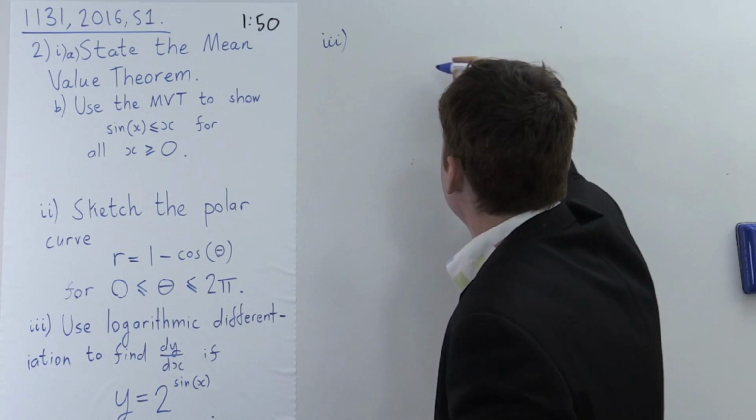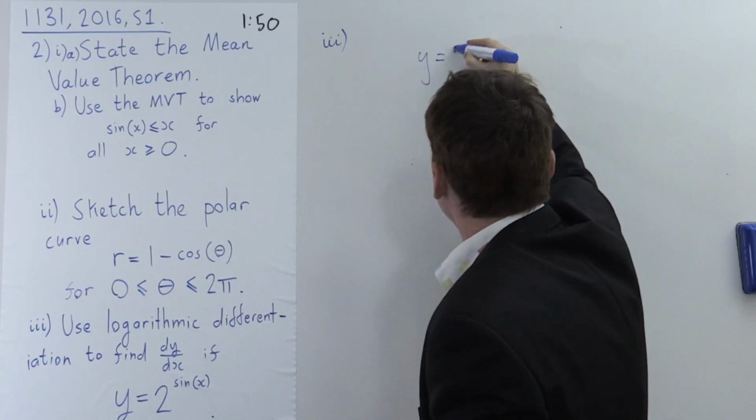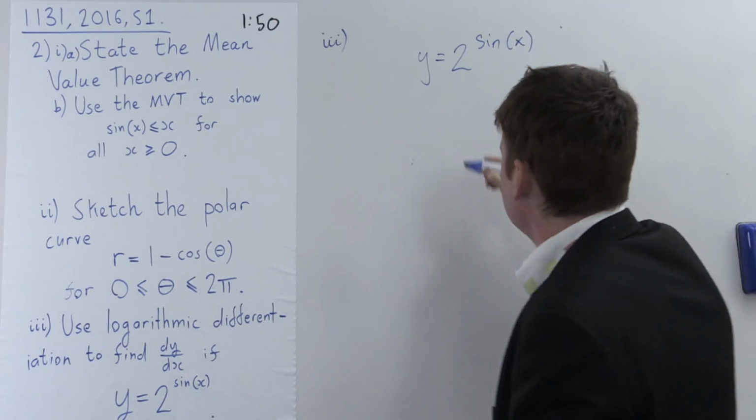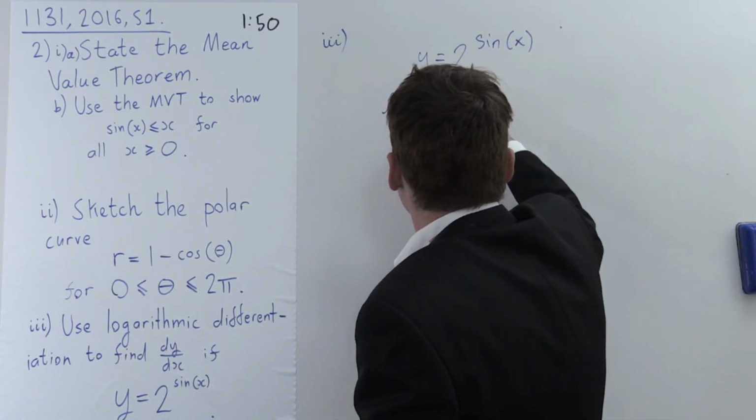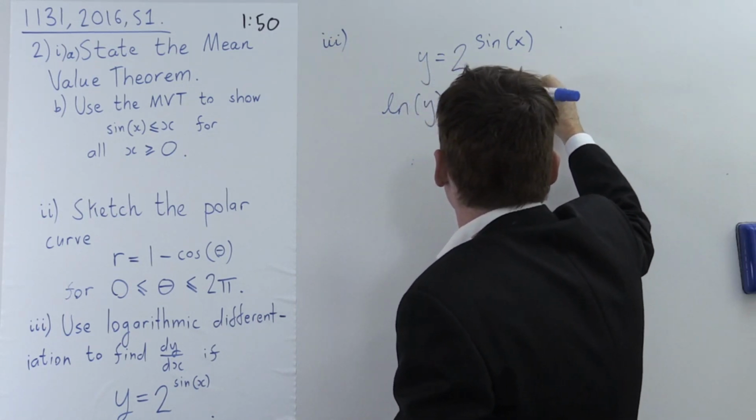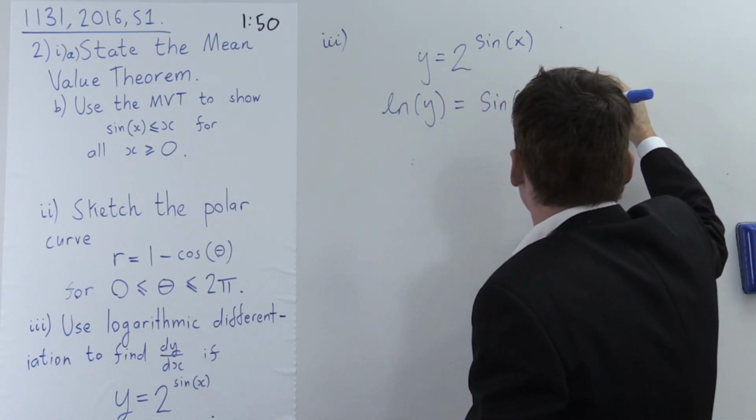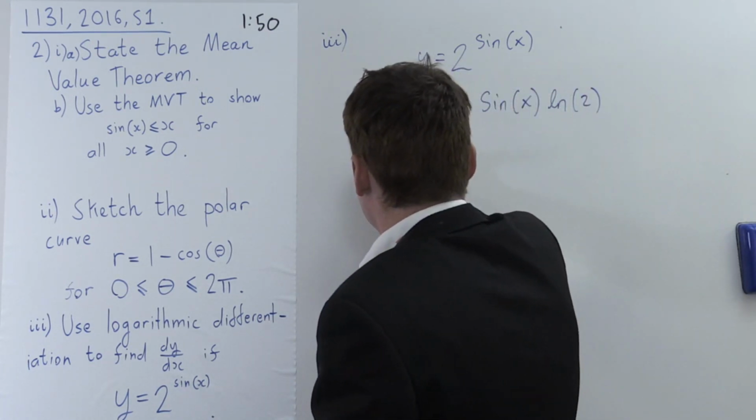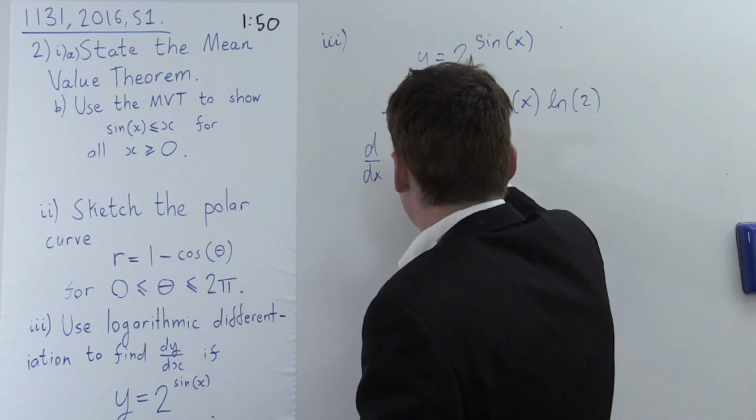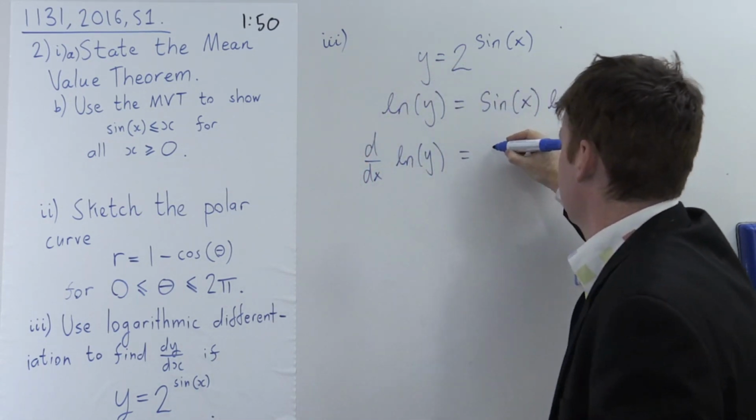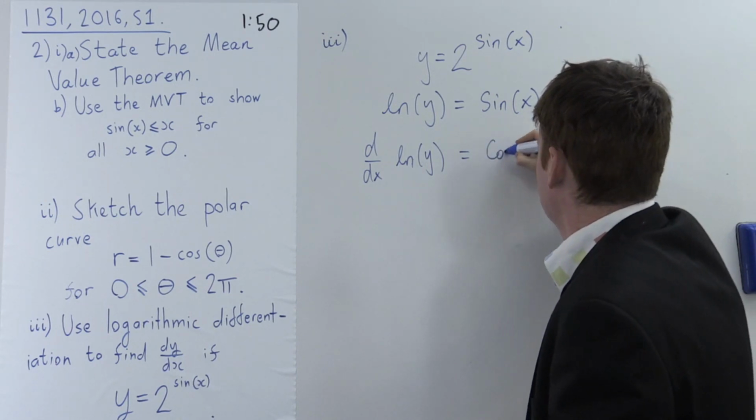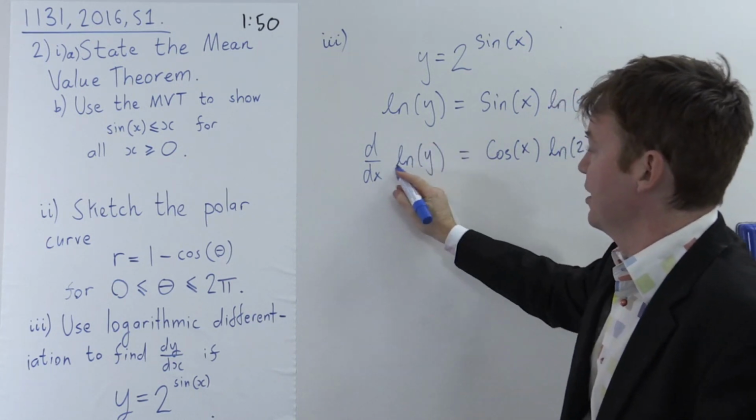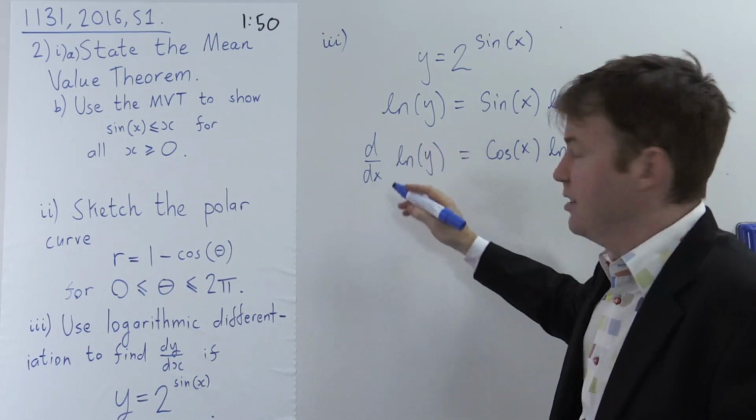So, starting off with y is 2 to the sine x. I'll take the natural log of both sides. And then I'll differentiate both sides with respect to x. And I can just do that one, sine, that's... I still have some work to do here. I haven't actually taken the derivative of this one, and I need to use the chain rule to do that.